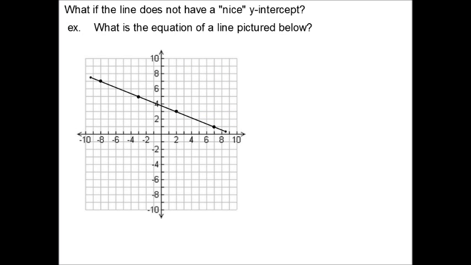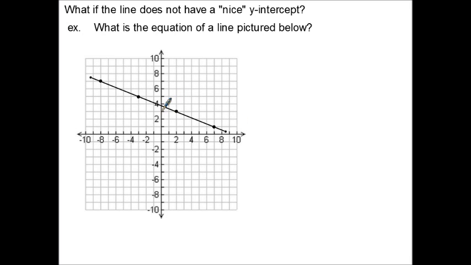Alright, well, I think a legitimate question is, what if the line does not have a nice y-intercept? I mean, we can look at this and think, it's about 3 point, I don't know, something. But I don't want us guessing at this. I want us to be able to figure it out for real. So, let's do that. Okay, so, one thing I can get off the graph is the slope. We just did that in the last example.